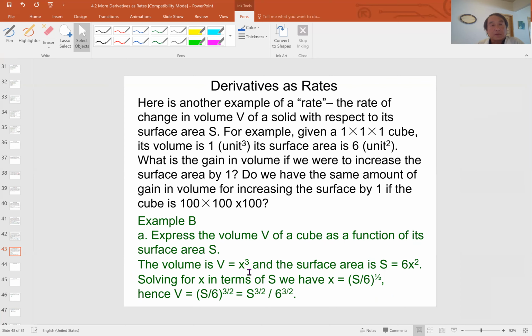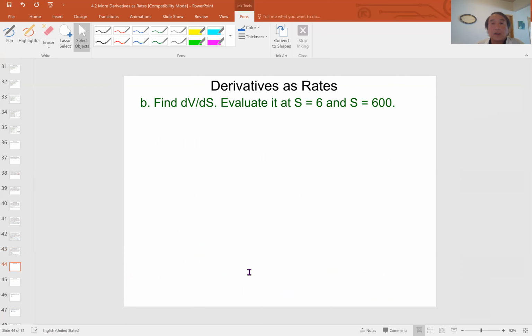in terms of surface, a direct numerical formula. Take the derivative, dV/dS. Then the question asks us to evaluate when the surface is 6 versus when the surface is 600.